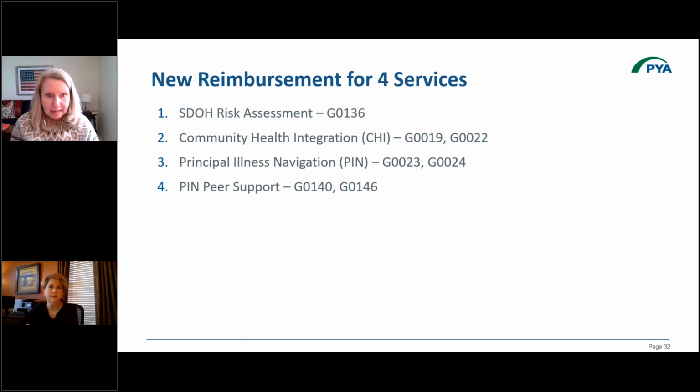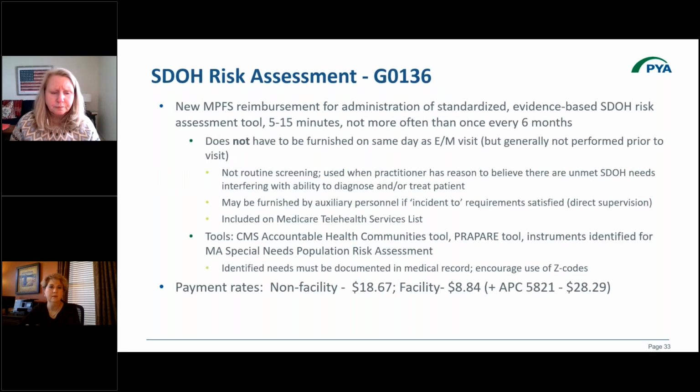Well, what's happened now in the Medicare program is CMS finding the vehicle to reimburse community health workers. Remember, we have a whole range of care management programs, chronic care management, remote patient monitoring, all of that, but they always have a clinical staff element to them. This is now the reimbursement for the community health worker instead. So let's talk very briefly about the reimbursement for these new services. The first is the social determinants of health risk assessment.